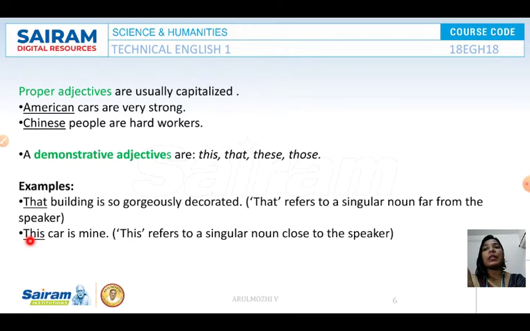Look at the second one. This car is mine. If you say this car is mine, car is a noun and car is described by the demonstrative adjective this. So it becomes demonstrative adjective. But this is my car. Here it is not a demonstrative adjective in this sentence because this is not followed by any noun. So it is not a demonstrative adjective.